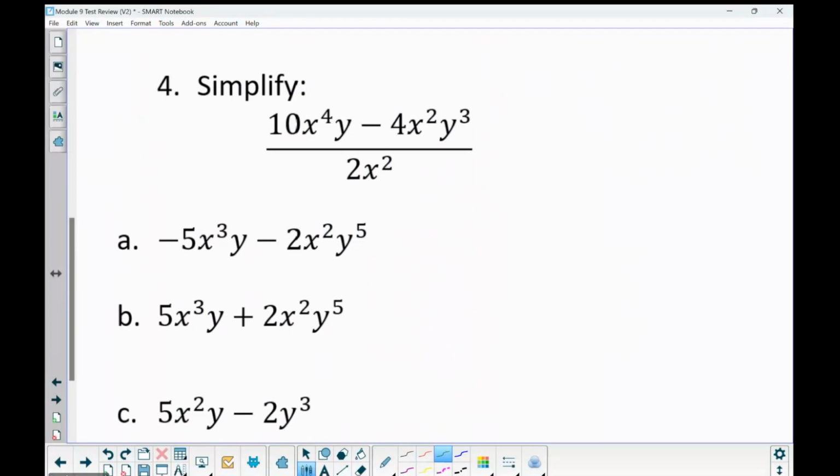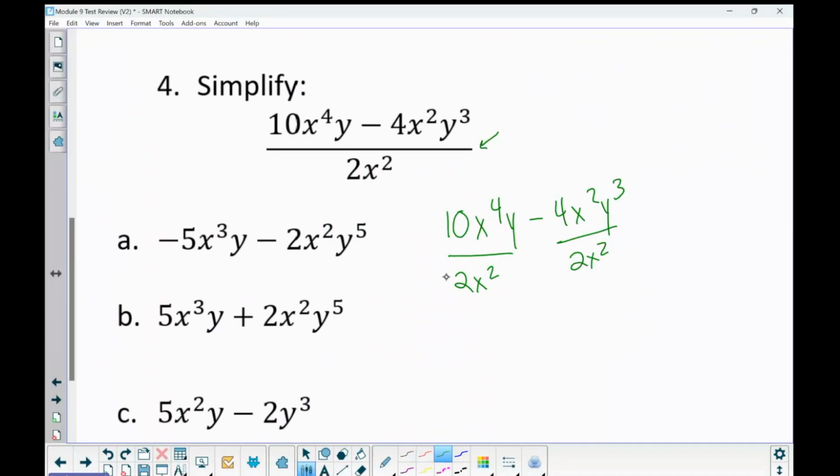Number 4. So for number 4, we are dividing. So here, remember, a fraction means division. So I'm going to split this up the way I know how to. I'm going to rewrite the top. And I'm going to divide each term by the 2x squared. All right, and again, when we're dividing, we divide our big numbers and we subtract our exponents if they have the same base. So here we go.